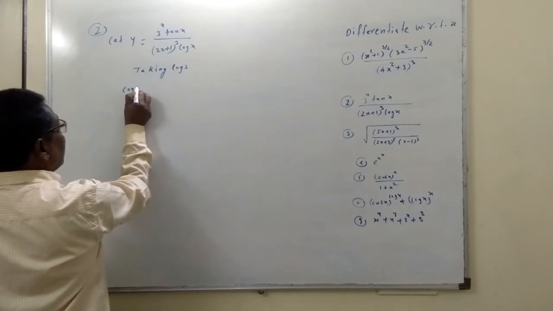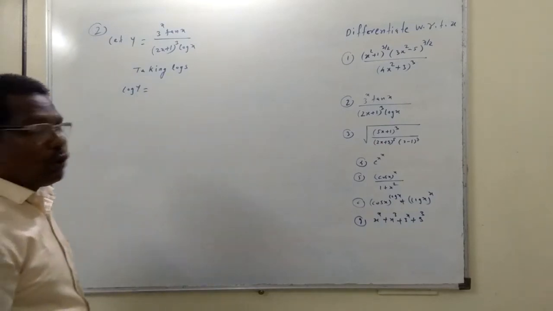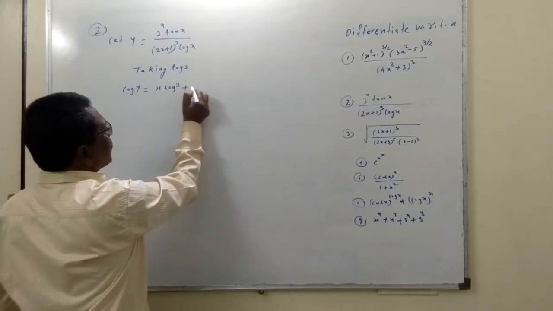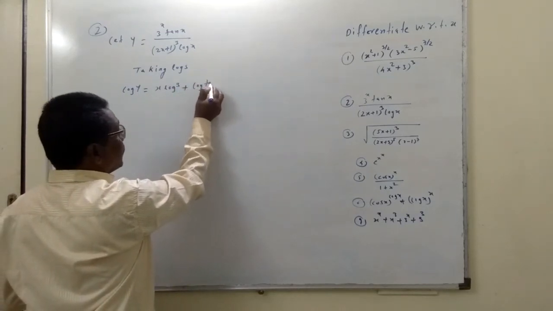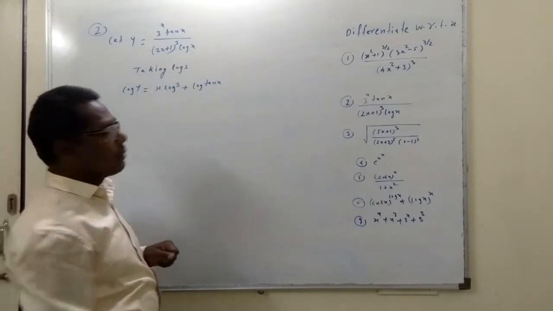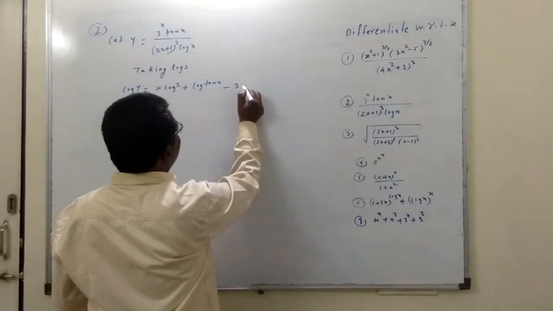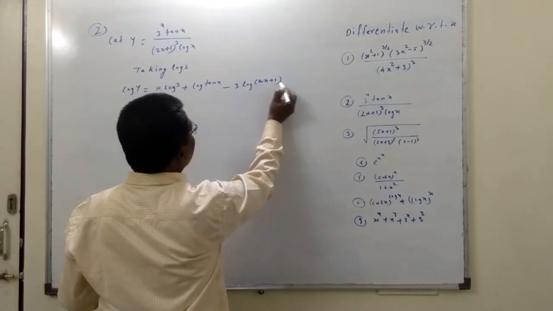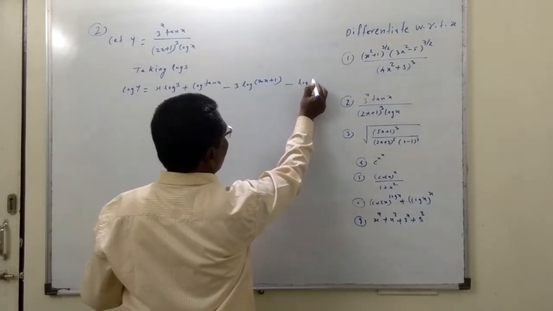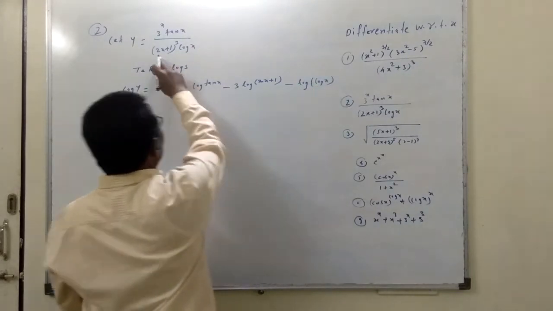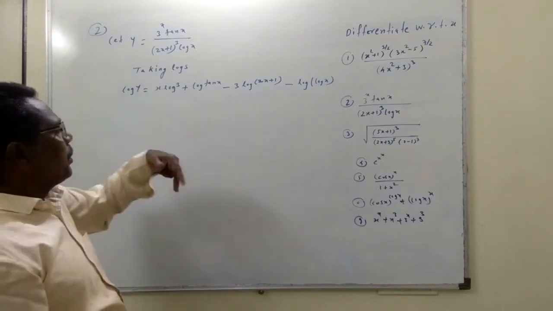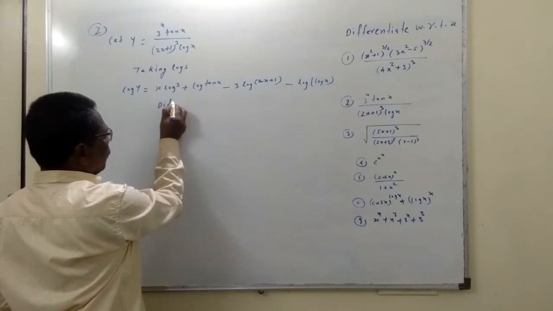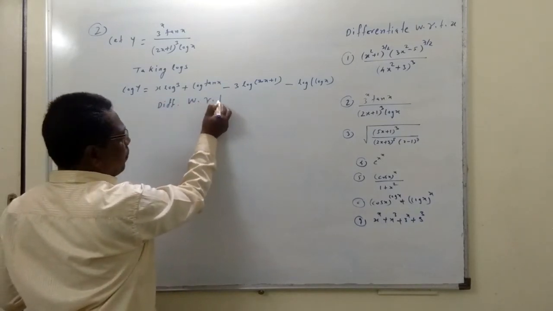So log y is equal to, we'll get, log of 3 raised to x means x log 3 plus log tan x. Now the denominator functions minus. So minus the power multiplied, 3 log 2x plus 1, minus log of log x. So actually here the product is plus, but at the denominator it is minus. Now this is very simple to take the derivatives. So take derivatives now. Differentiate with respect to x.